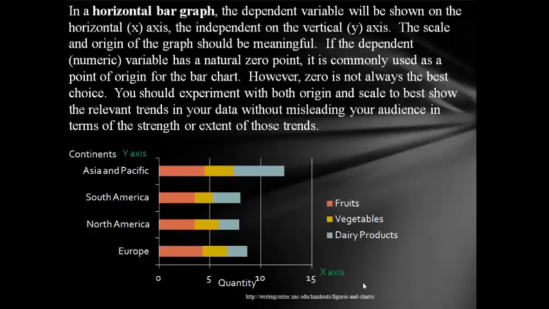The scale and origin of the graph should be meaningful. If the dependent numeric variable has a natural 0 point, it is commonly used as a point of origin for the bar chart. However, 0 is not always the best choice. You should experiment with both origin and scale to best show the relevant trends in your data without misleading your audience in terms of the strength or extent of those trends.